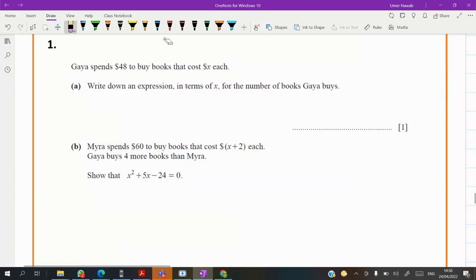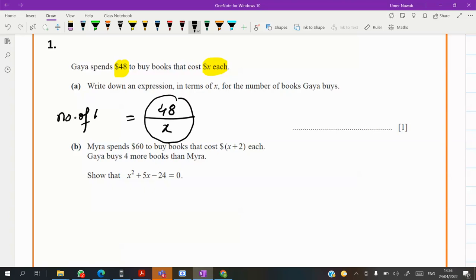The point is, total amount spent is 48. One book costs X dollars. So how many books has she bought? Obviously, guys, the total amount she has spent is 48 and the price of one book is X. So this will tell you the number of books which she has bought.